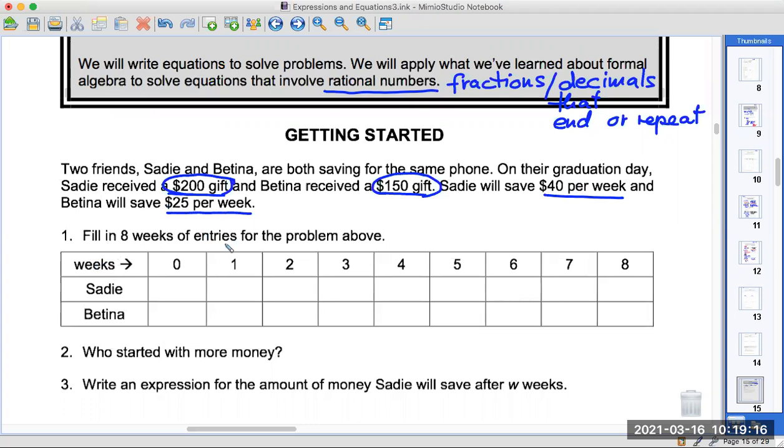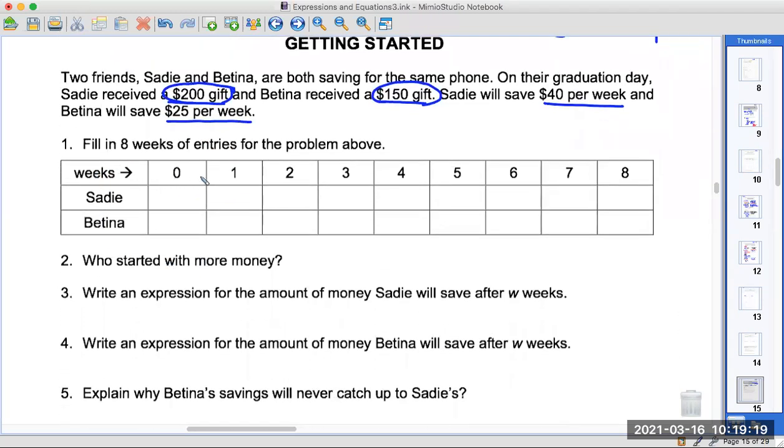So let's look at our table here. We have the number of weeks on top. Week 0 is your start. Week 1, 2, 3, so this is going up to 8 weeks, right? And then Sadie, on the starting week, started out with $200 and she added $40 per week. So after the first week she'll have 200 plus 40, which is $240. After the second week is over, I'm always adding $40 to this number: 280.